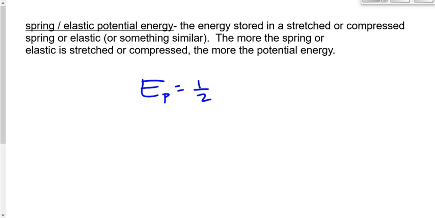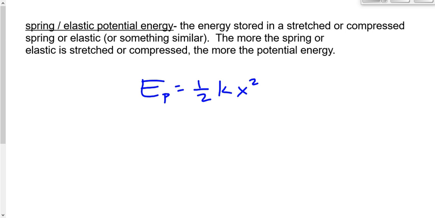It's 1/2 K, and of course K, you know what K is, right? K is the spring or elastic constant. It means that the stiffer the spring is, the more potential it has to store energy. The bigger the value of K, the bigger the energy is. 1/2 K times X squared.